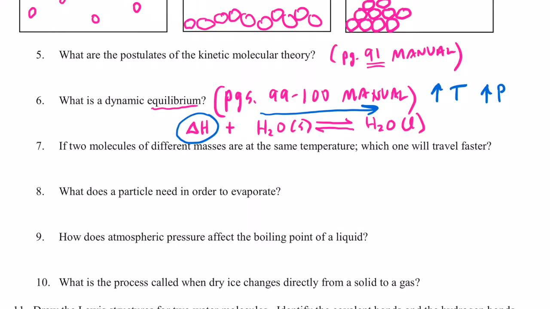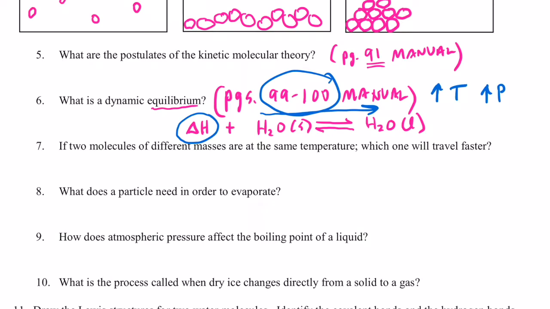And water is really peculiar in that the liquid has a smaller volume than the solid. So if I increase the pressure at a temperature, let's say below the freezing point, water could melt. It would go to its liquid phase. And we know how we talked about ice skating and the pressure below the surface of a blade and how that increases the pressure and as a result melts the ice below. So go through those couple of pages, 99 through 100 in your manual, related to dynamic equilibrium.